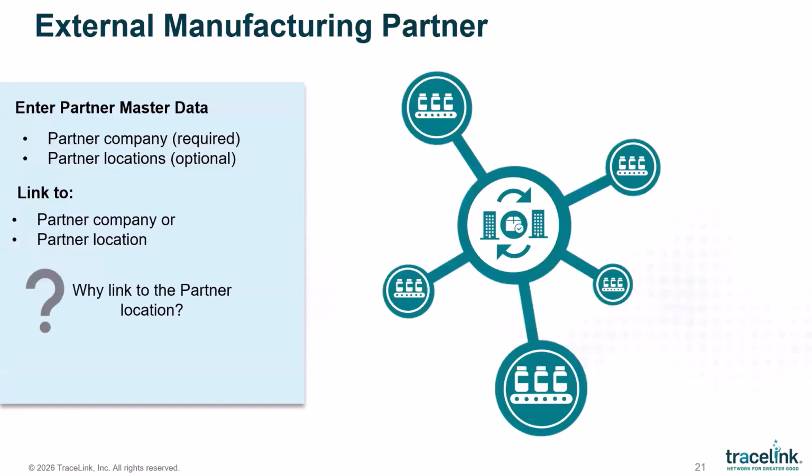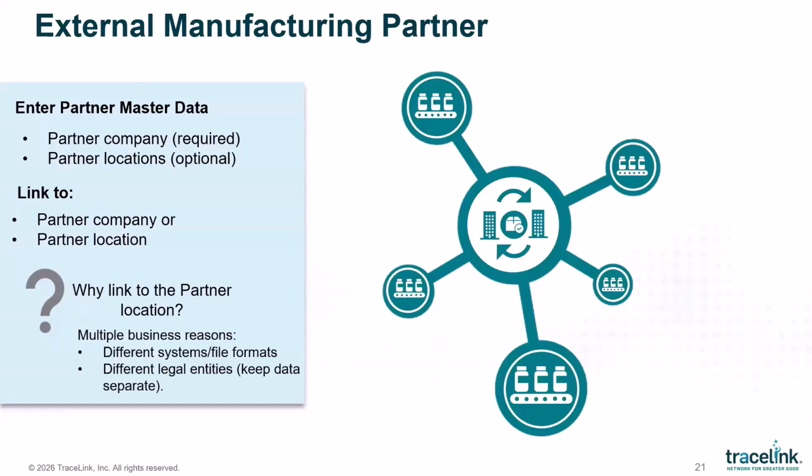But why might you want to link to a partner's location versus partner company level? Linking at the location level may be appropriate if different sites of your partner's company use different systems that require separate B2B connections or file formats, or represent different legal entities, so you want to keep their data separate. If the partner company operates as a single legal entity for your products, linking it at the company level is sufficient.